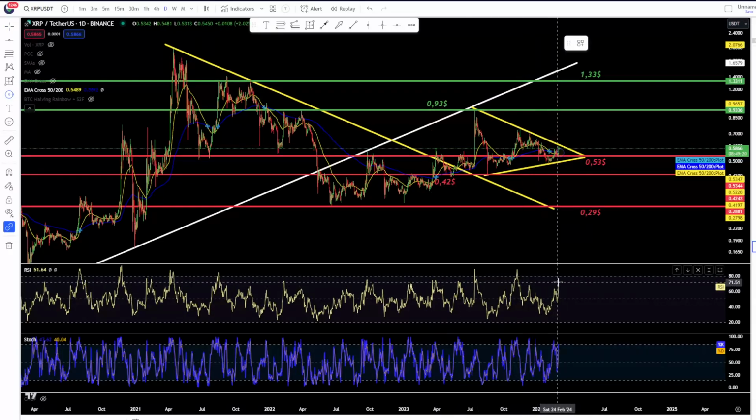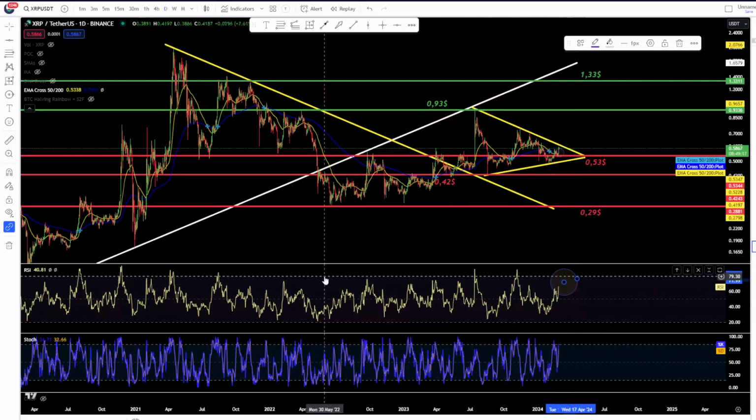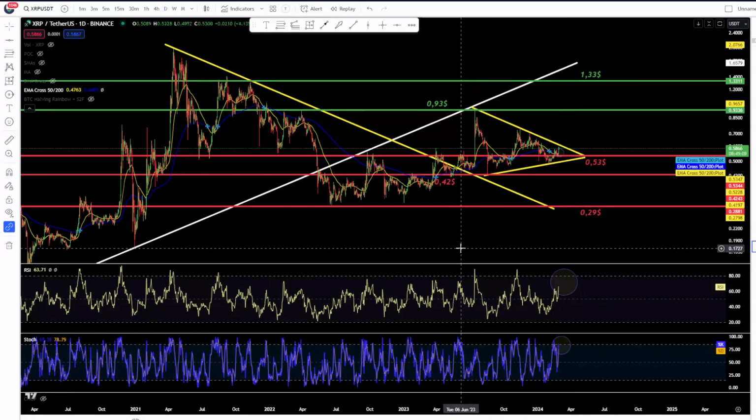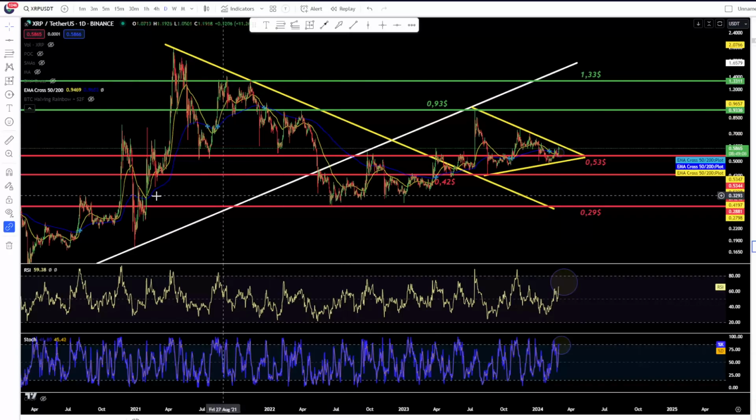The RSI indicator shows that there is still room for continued growth, while the stock indicator shows a movement that is approaching the upper limit, and when it exceeds it, it is worth being cautious in case of a correction.